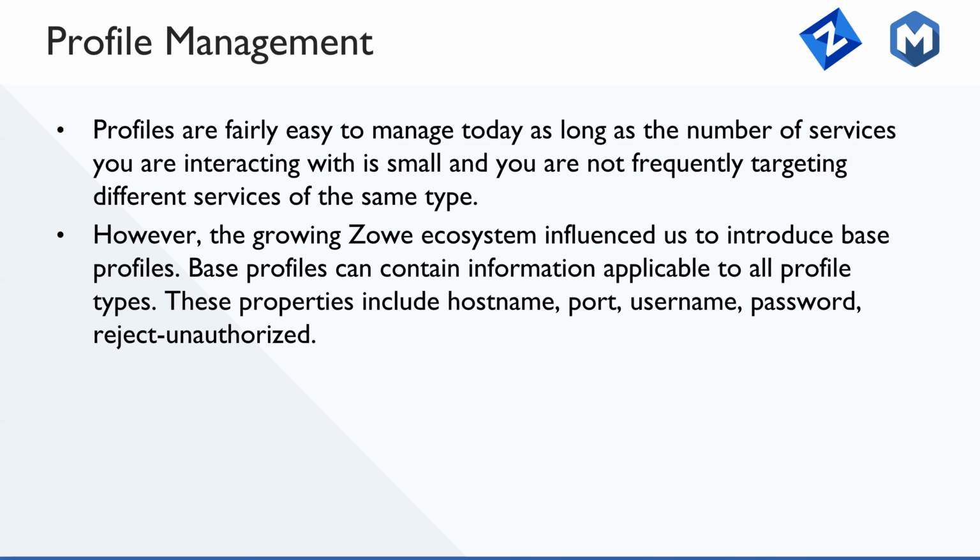So base profiles contain information that is applicable to all profile types. These properties include things like hostname, port, username, password, and reject unauthorized. You can now think of the profile types we had previously: z/OSMF, Endevor, File Master Plus, KICS, DB2, the list goes on, as service profiles. Those service profiles will continue to take precedence over what's in your base profile.